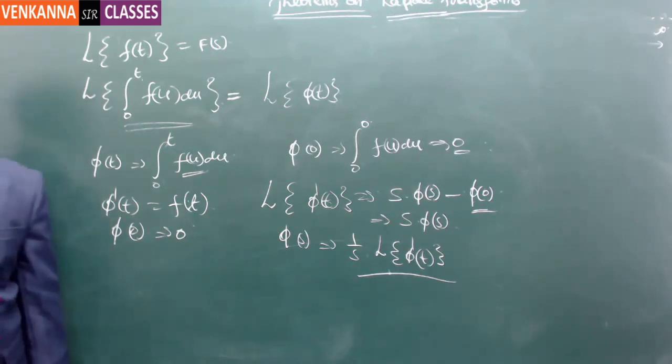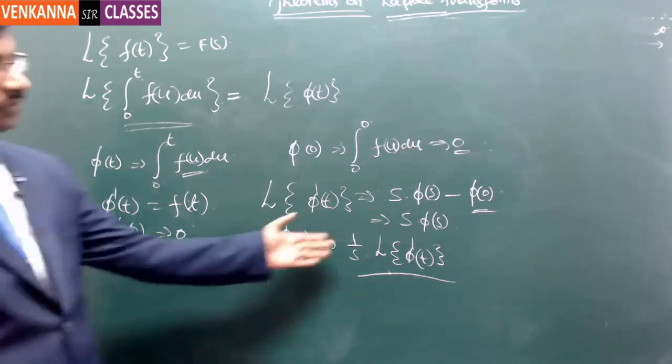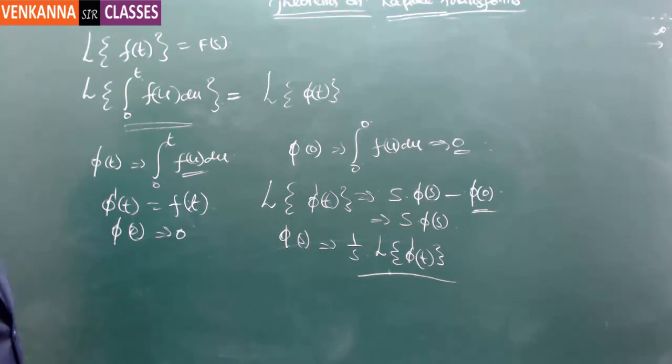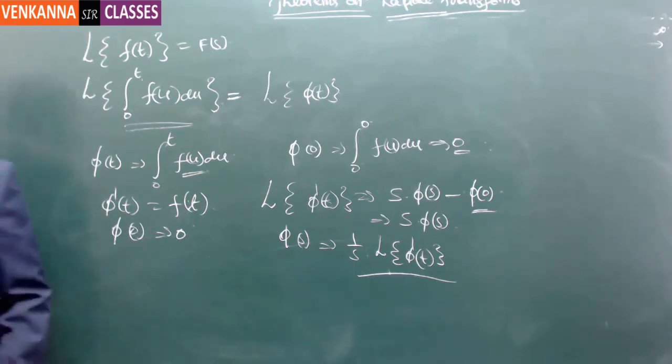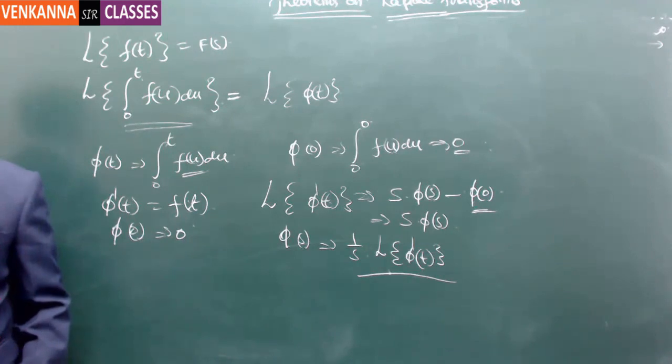Got it? Understood or not? So this is phi of s is equal to 1 by s times the Laplace transform of phi dash of t. Note it down. Any questions on this?